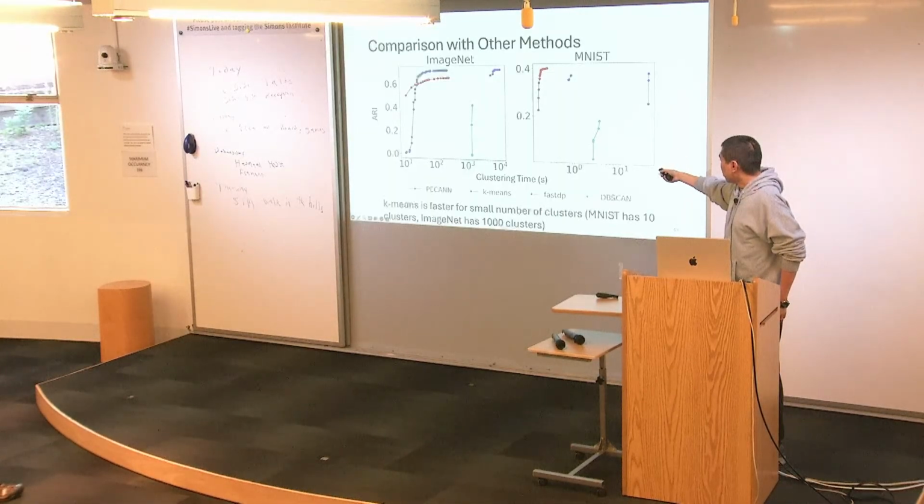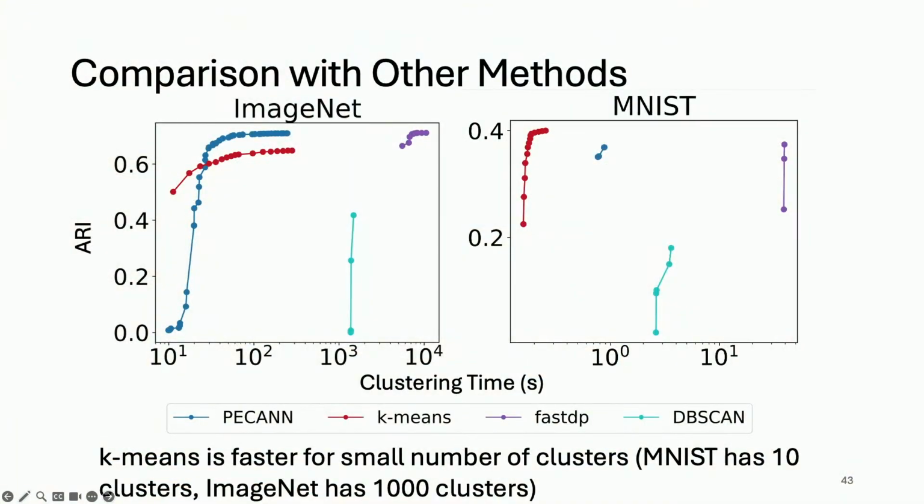Okay. So in general, we found that k-means was faster for data sets with a smaller number of clusters, which makes sense because the running time of k-means is proportional to the number of clusters you have. And MNIST has 10 clusters, whereas ImageNet has 1,000 clusters. So k-means was better for MNIST, which makes sense, and then it was worse for ImageNet.